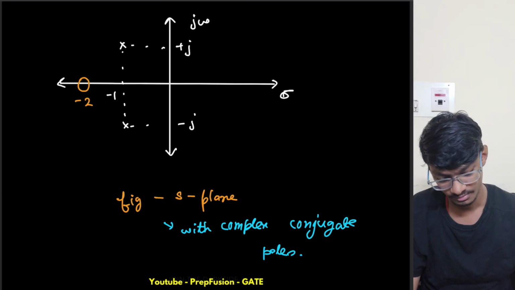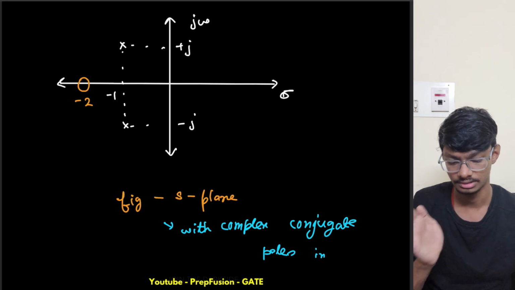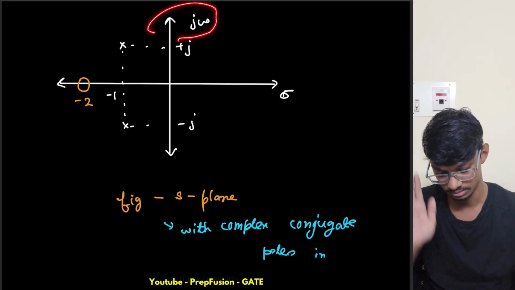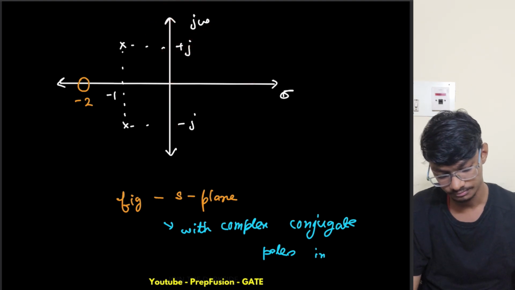I don't know. Okay, on the left hand side of the j omega axis, this is known as the j omega axis, the y axis, and this is known as the sigma axis.